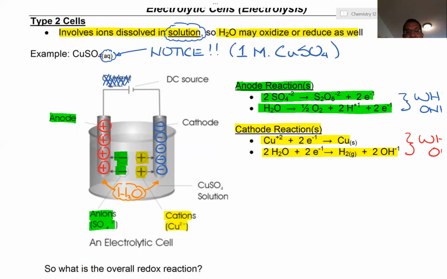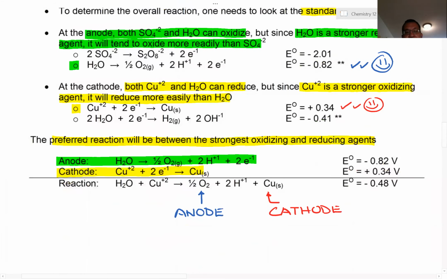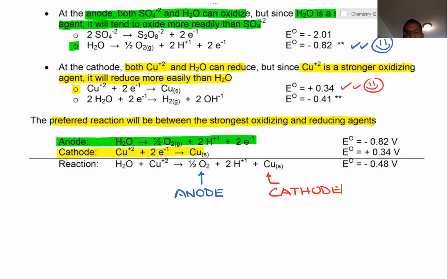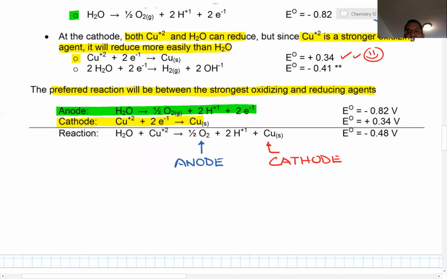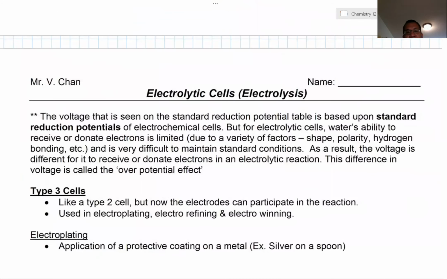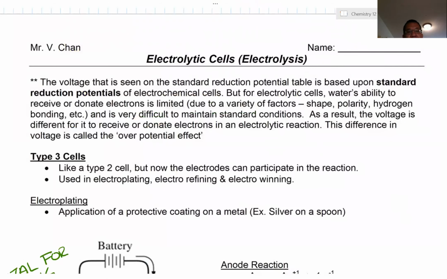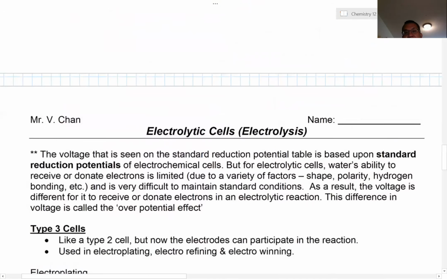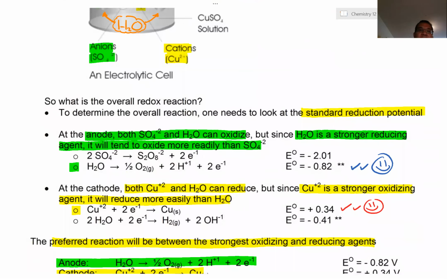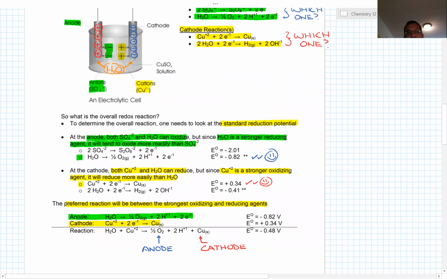All right. I'm going to stop here, and I'm going to give you some examples. Next day, I am going to talk about something called the overpotential effect, as well as type 3 cells. So that will be it. What I want you to do is definitely try and practice, because it's going to lead up to your next lesson. All right, ladies and gentlemen.